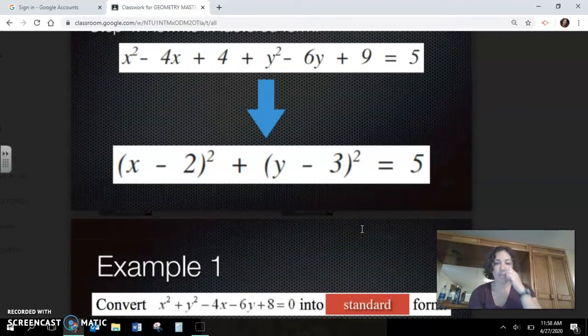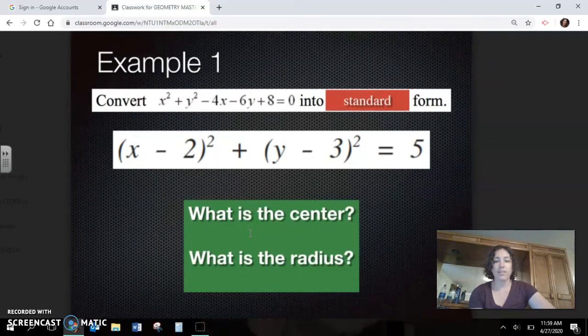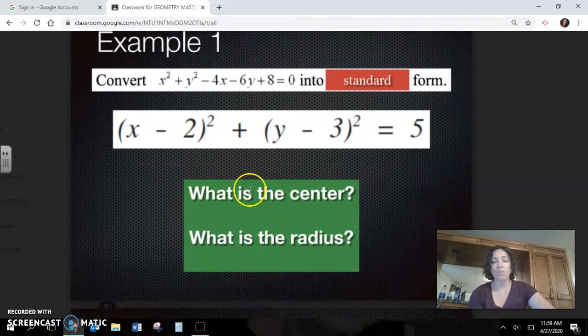And they factored just like we did. Half of this is negative 2, half of this is negative 3. So if this were a positive 6, this would actually be a positive 3. Whatever half of it is, and you're including the sign. You need to make sure that you're copying the sign of this middle term because that's what you're looking for. And then the center and the radius would be 2, 3, and the square root of 5.